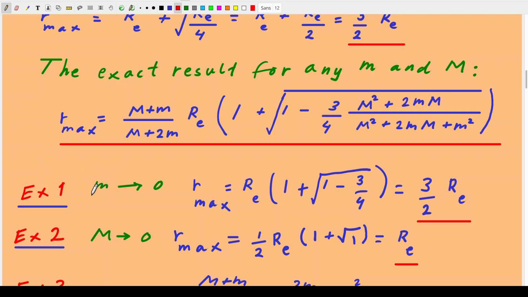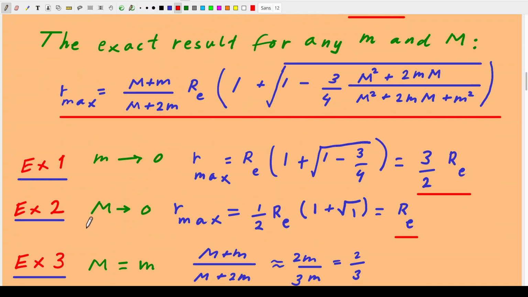Okay, but if the projectile mass is very small, so let this go to 0. And then you see, if that is 0, then m over M will be 0, so that will be 1. And here then this will be small, and those terms here will also disappear. So it will just be minus 3/4. So you get this, and then you get 3/2 the radius. So yeah, this formula checks out for this example.